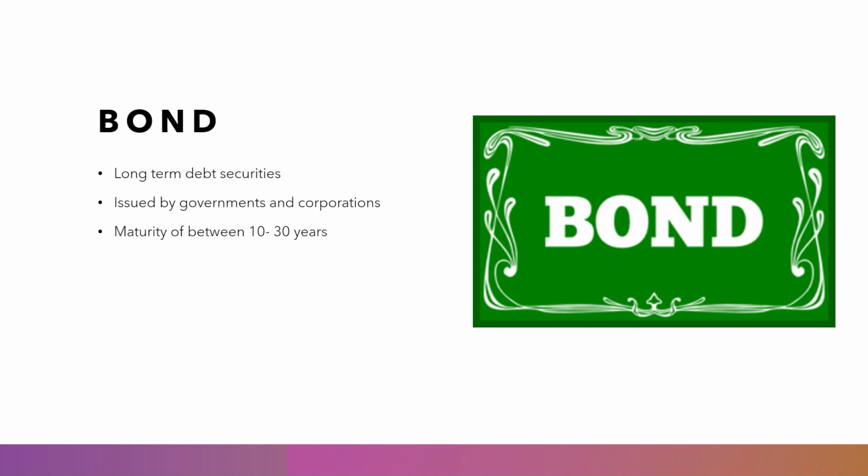So what is a bond? A bond is a long-term debt security issued by a government or corporation. It has a maturity period of 10 to 30 years. It is basically a long-term loan granted to a corporation or government by an investor.